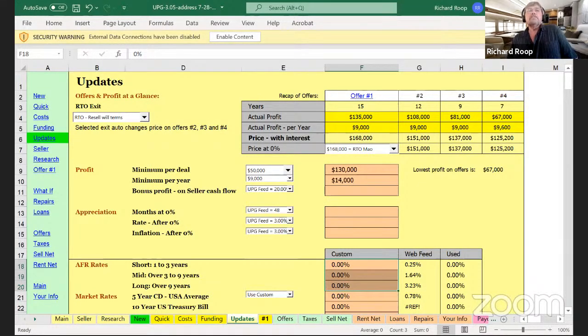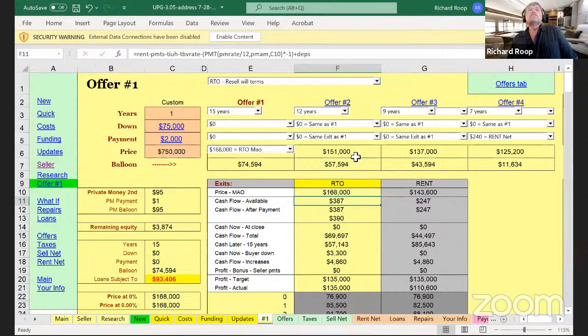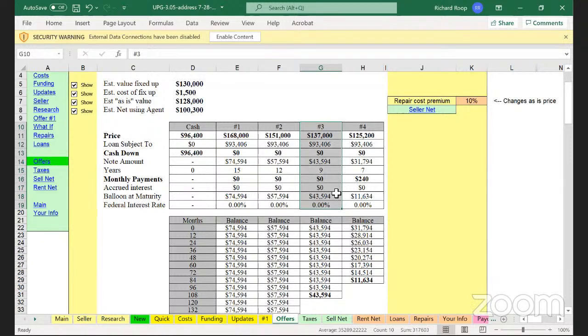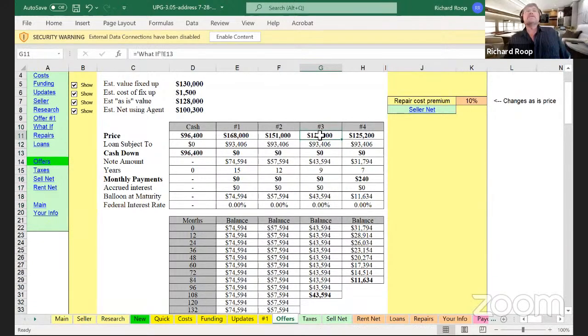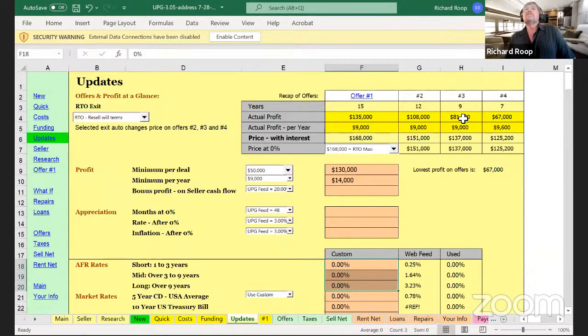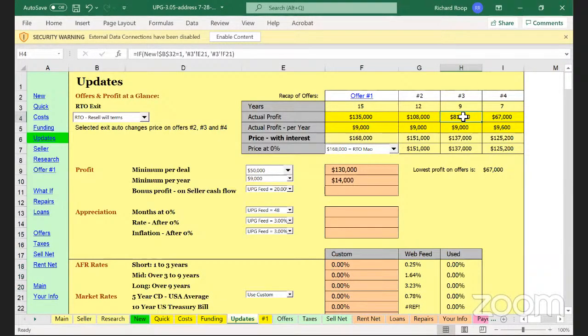And then our offers, okay? I like 9-year deals. We could actually hit our target profit paying him 137, taking over his loan, and then giving him the balance. We could give him another 43,000 in 9 years and still make our target profit of 81,000.